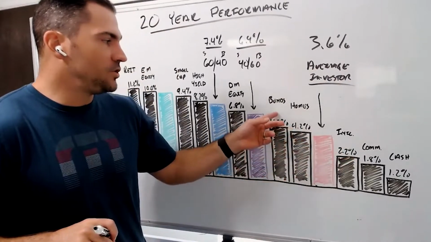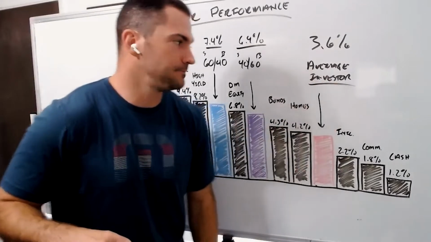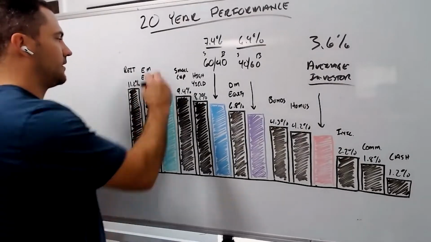Should have invested in homes. You could have just invested in a bunch of bonds. You could have owned the entire bond market. You would have performed better. But what's this right here?